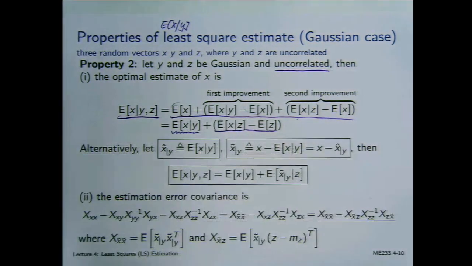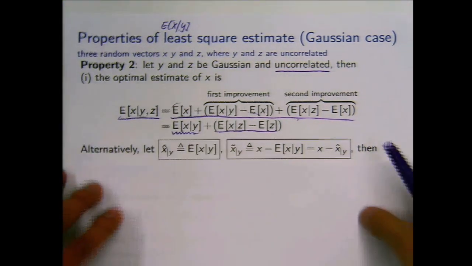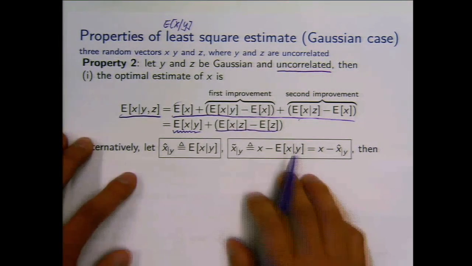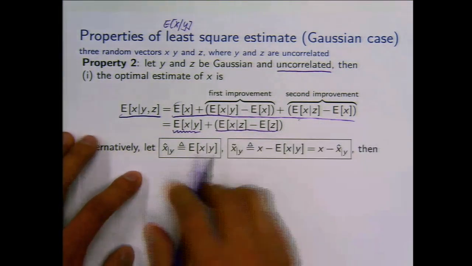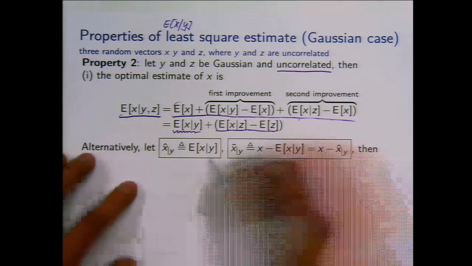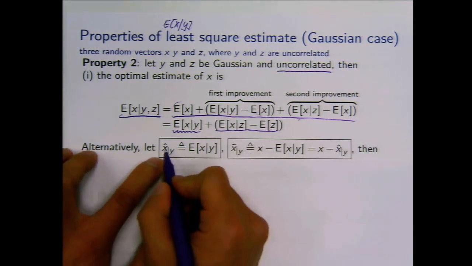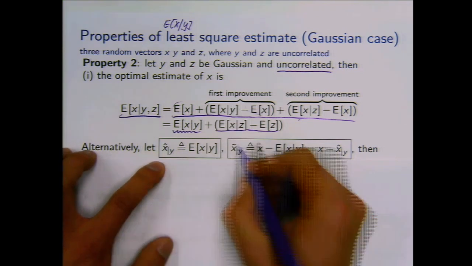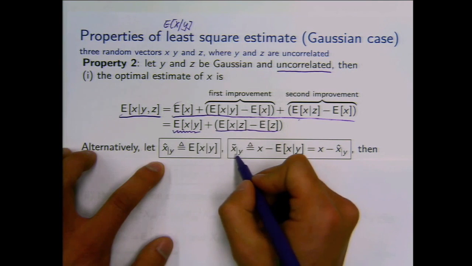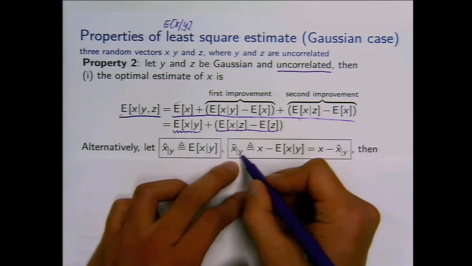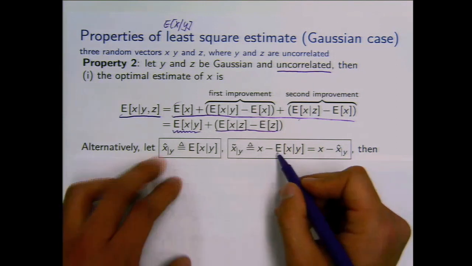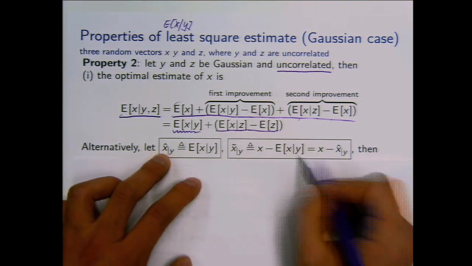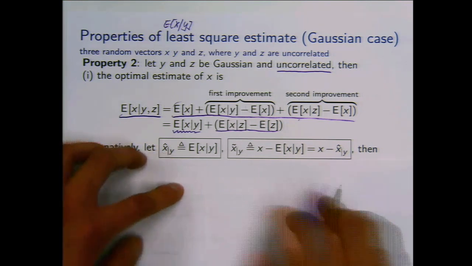Alternatively, I'm going to introduce some notations that we'll be using in the Kalman filter. If I use another set of notations, we'll get a different result, but they're equivalent. I'm going to introduce x hat slash y, defined as the conditional expectation of x given y. And then I'm going to define x tilde as the estimation error of x given y. So it's going to be x minus x hat of y.